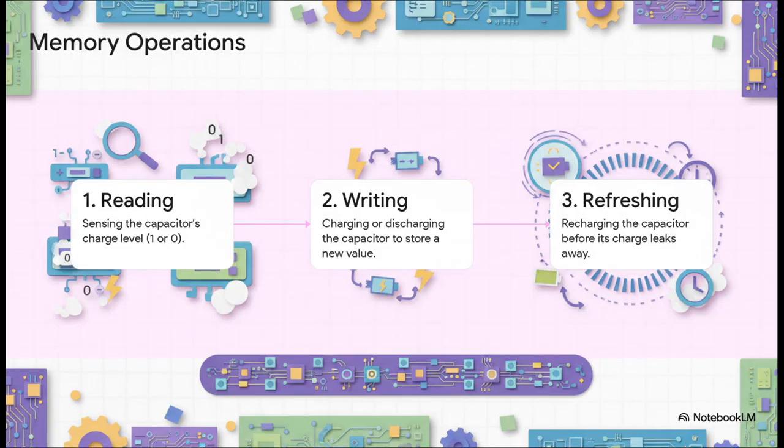Now, to manage all of this, the memory controller is working non-stop, doing 3 main things. First, it's reading, checking to see if a bucket is full or empty, a 1 or a 0. Second, it's writing, which just means it's either filling a bucket with charge or emptying it out. And third, and this is super important, it's constantly refreshing the data.